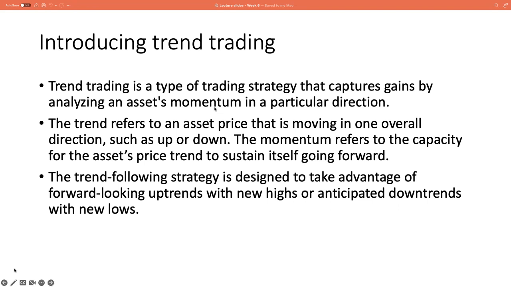So in the trends, the trend here refers to the asset price that is moving in one direction and then going up or down, right? And then the momentum again here means the capacity or the strength of the asset's movements to sustain itself going forward, how strong the momentum is. So we can develop the trend following strategy that makes use of this momentum. And essentially it is our trends looking forward, right? Forward looking trends, and then it's going up or down. And we expect the uptrends to continue with the new highs, and the downtrends to continue with the new lows. This is really the sort of assumption based on the trend following strategy. So if we follow a trend, then we expect the trend to continue, and it's gonna continue with new highs or new lows.